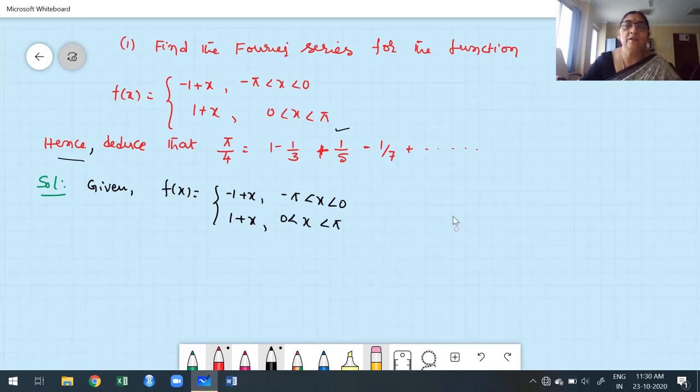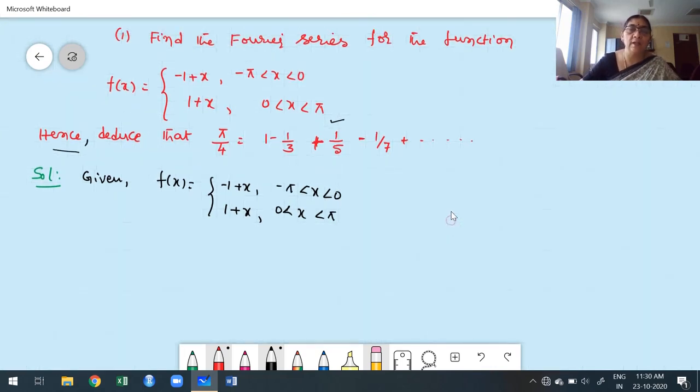Whenever the given function is a splitting function, the question arises how to find the Fourier series. In that case, first you take the entire range. The lower limit is minus pi and the upper limit is pi. This is the way I have to take the entire range of the given splitting function: the first limit and last limit are minus pi to pi. The entire range is split at point 0, with minus pi to 0 one function, and 0 to pi another function.